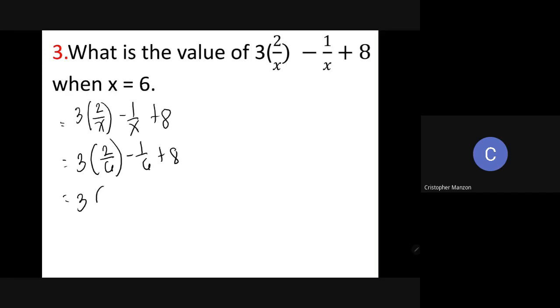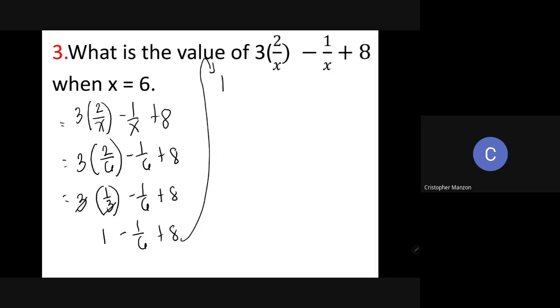But 2 over 6 can be expressed in lowest terms as 1 over 3 kasi meron siyang common factor which is 2. 2 at saka 6 may common. Minus 1 over 6 plus 8. And you could cancel out this. Pwede mo siyang i-multiply, pwede i-cancel. Ang matira mo dyan ay 1 na lang kasi natanggal na yung 3. Minus 1 over 6 plus 8. So 1 minus 1 over 6 plus 8.